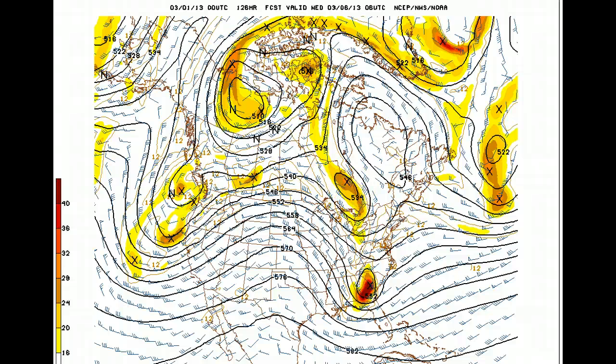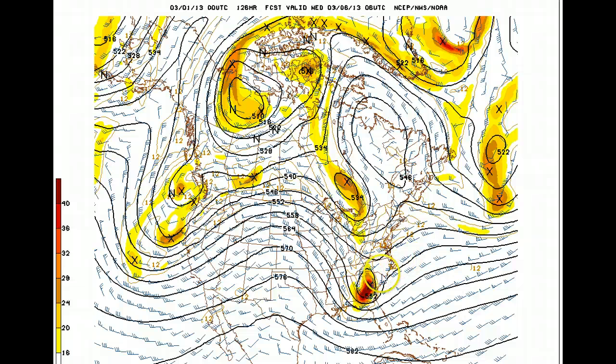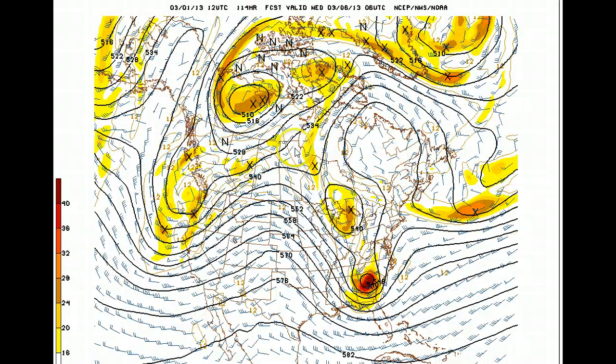This feature is shooting up, holding back here, and you can see it's starting to phase. And you can see here's our ridge off the coast. Look at the difference here in this wind flow. It's coming from the west, almost from the west, some west-southwest. Clearly a difference here as this system is phasing.